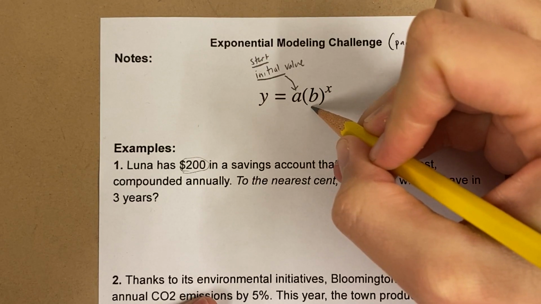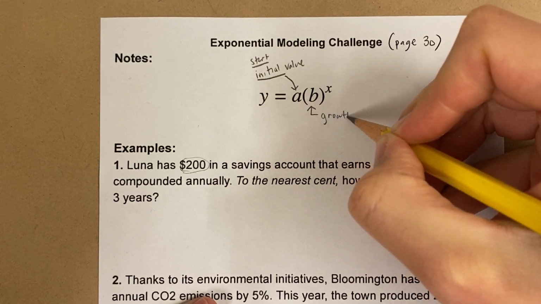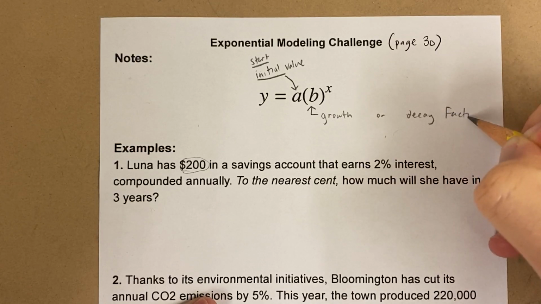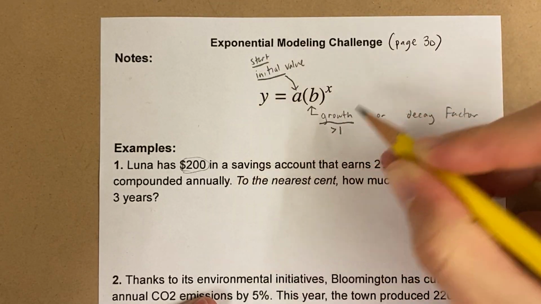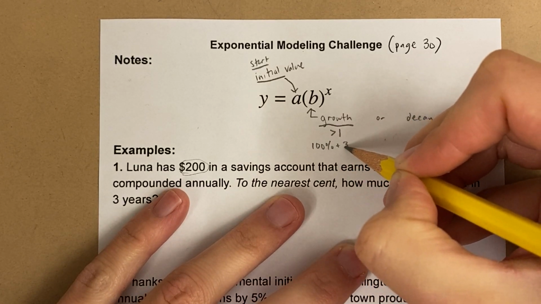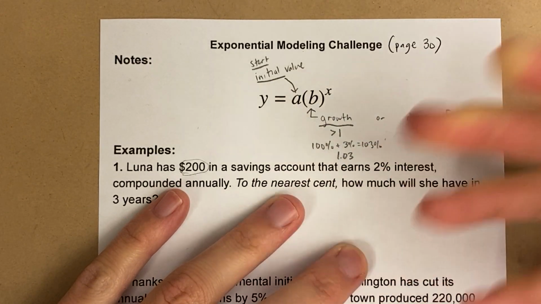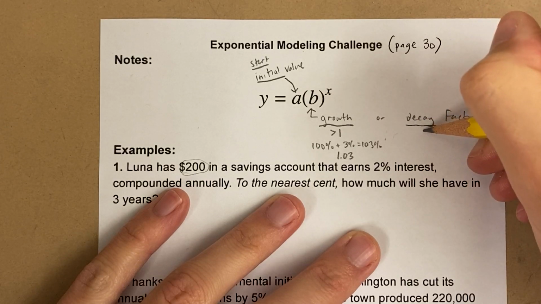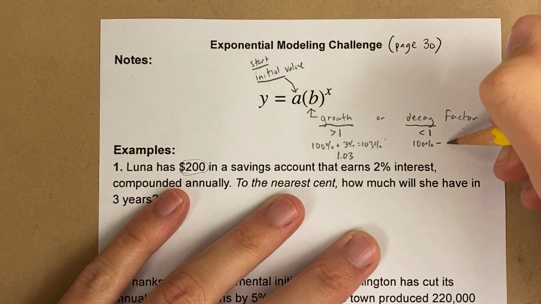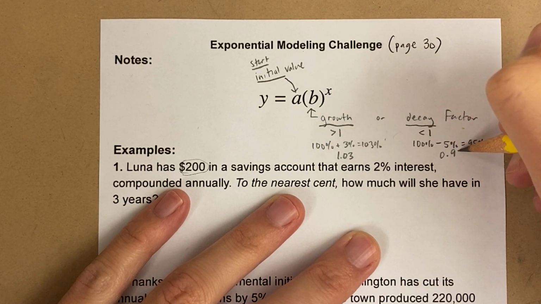Okay, now this number right here, this is the most complicated one. This is either the growth factor or the decay factor. Okay, now it's one or the other. If it's greater than 1, it's a growth factor, right? So that would look like something like, I'm starting with 100%, I add 3%, that's 103%, that becomes 1.03. So that's an example of a growth factor. Whereas a decay factor is always less than 1, so that looks something like 100%, we're losing 5%, so that's minus 5%, that's 95%, and that becomes a decimal like this, that's less than 1.